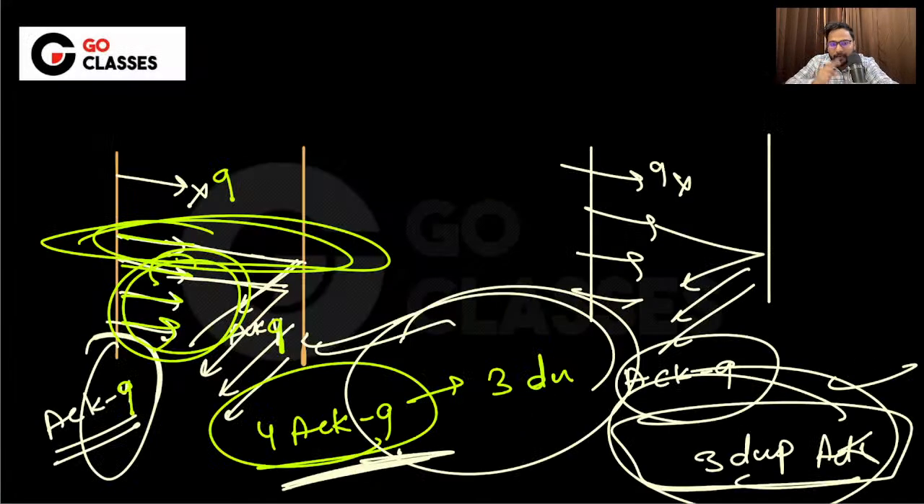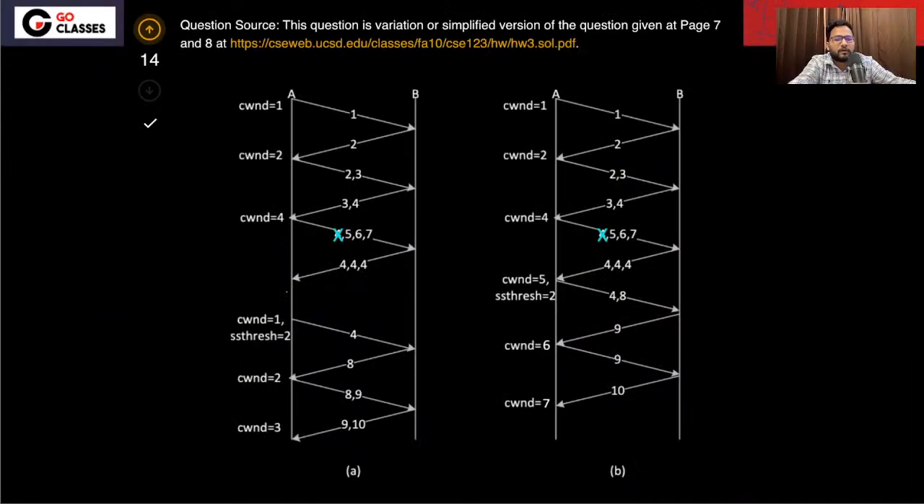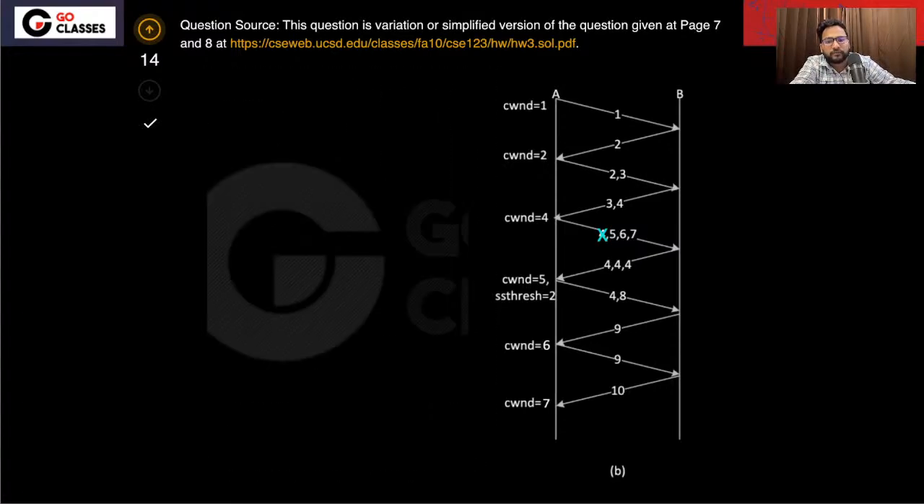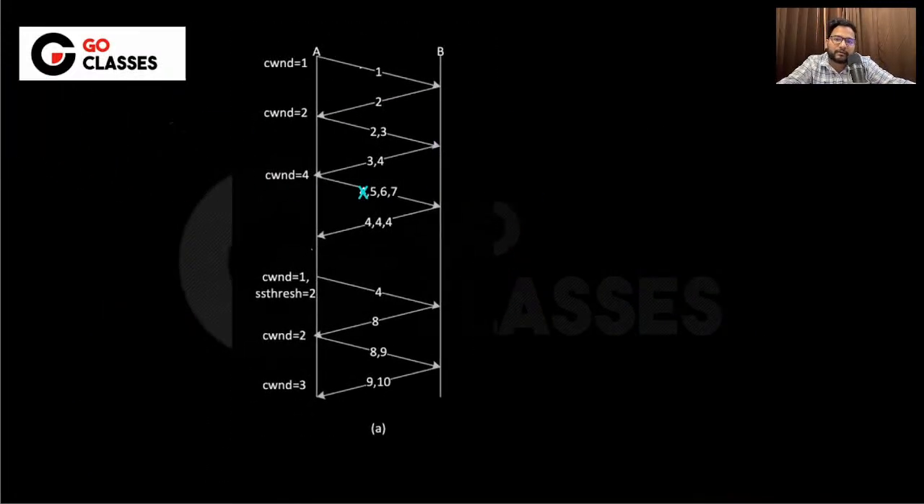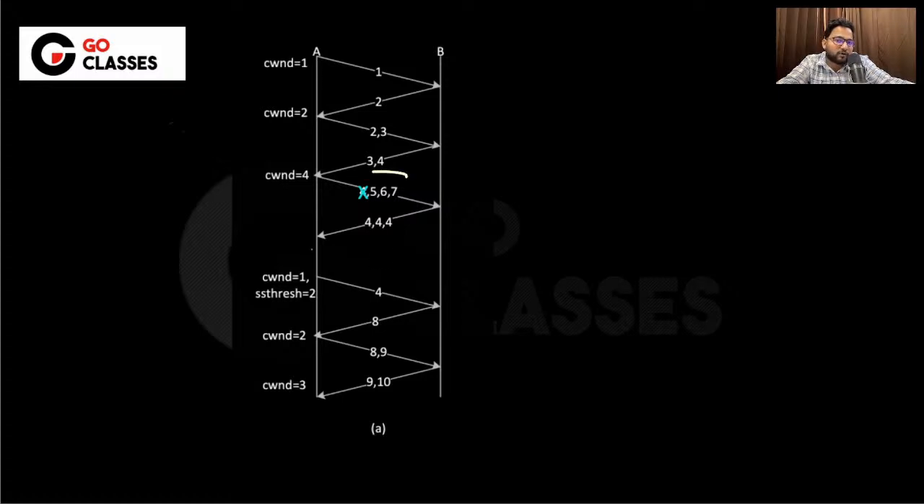Now, I have the diagram directly, so maybe I can just show you. Let me go step by step. This is version 1. You send the first packet with CW equal to 1, then 2, then 4, and in both versions it is like this. You receive the ACK, then send 2 packets and receive the ACK. Now you want to send 4 packets, so you have sent 4 packets, but packet number 4 is lost, so 5, 6, 7 you have already sent.